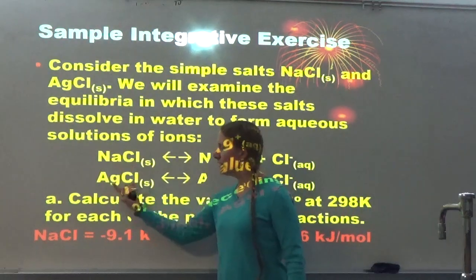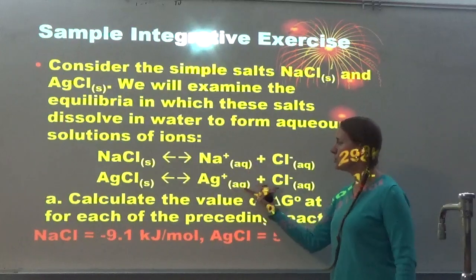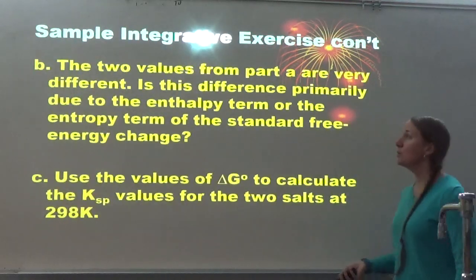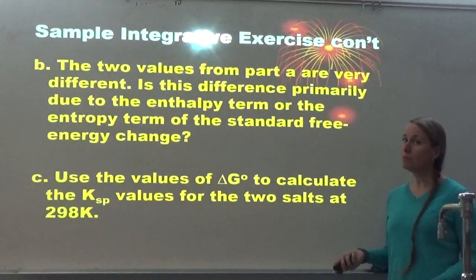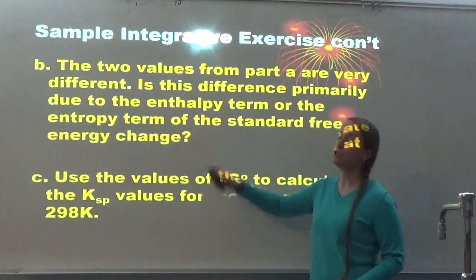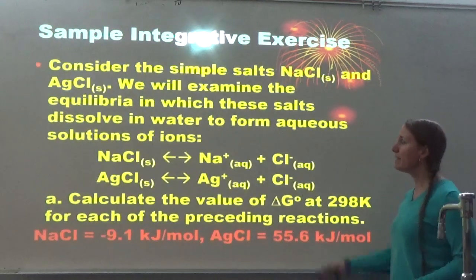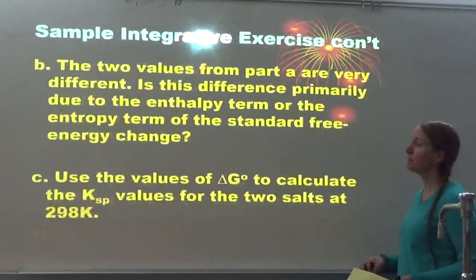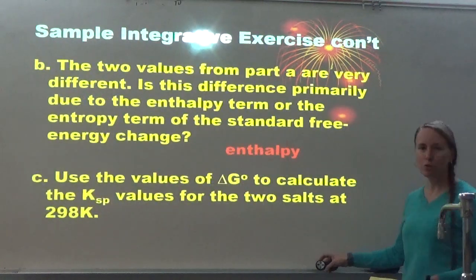It's a solid breaking up into two aqueous ions. So see how it's a similar process? So your entropy term should be pretty similar. So that means the huge difference has to be due to enthalpy. Now, it'd be one thing if one of them was making a gas or something like that, then entropy might have been it. But it's definitely going to be your enthalpy.